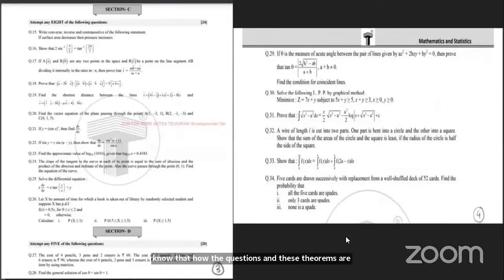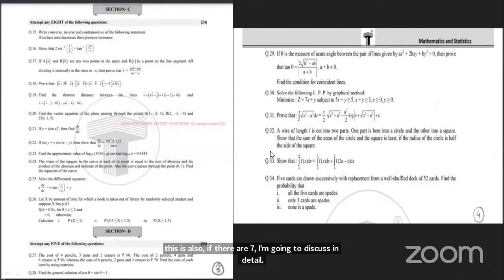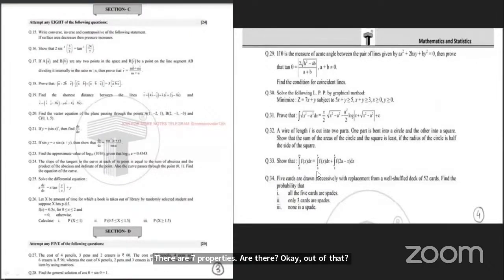This theorem is also from definite integration. Okay, this is also, there are 7, I'm going to discuss in detail. There are 7 properties are there. Okay, out of that, this is one of the property. Taken. Now let us move to the next one. Next slide.